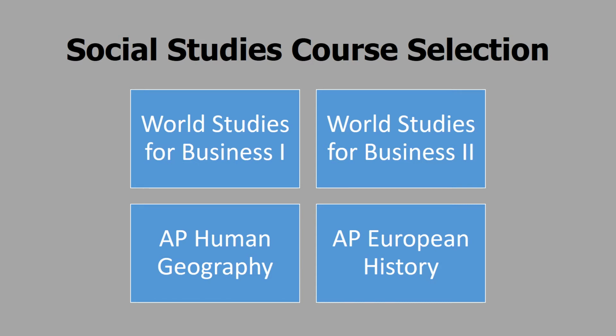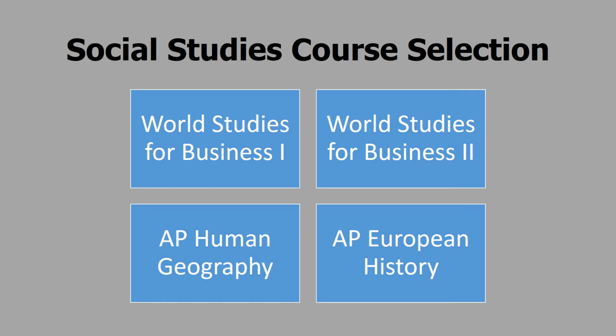Students have a choice for their social studies course in their 10th grade year. The options are World Studies for Business 1, World Studies for Business 2, AP Human Geography, or AP European History. Students will have already taken one of these courses in their 9th grade year. So they are able in their 10th grade year to take one of the 3 courses that they have not already taken. The only courses that students cannot take because they're equivalent to the same course are World Studies for Business 2 and AP European History.